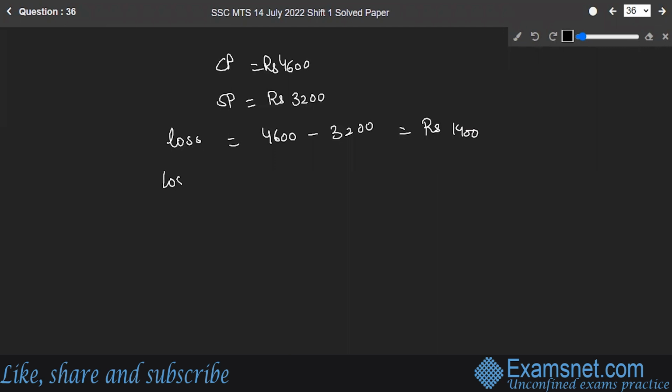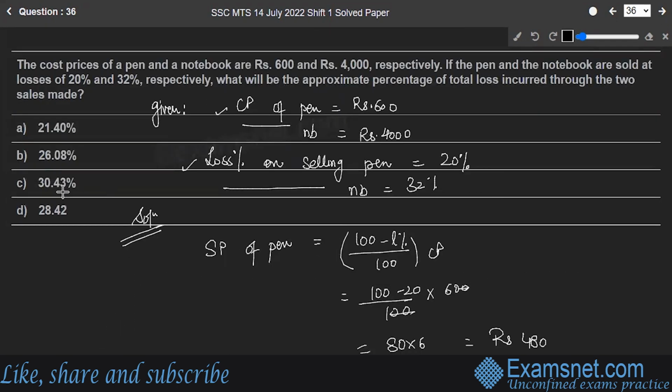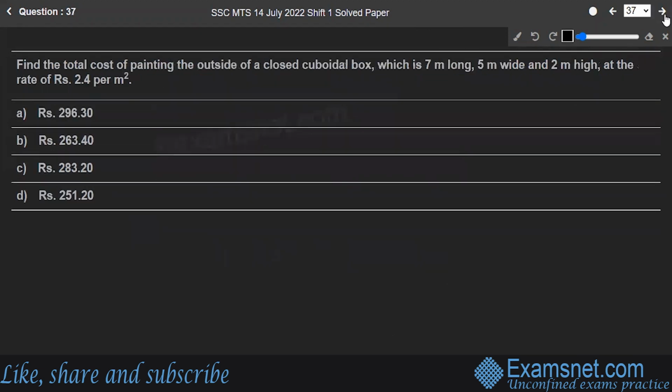Loss percent, that is given by loss upon the total cost price, which was equal to 4600 multiply 100. So this will cancel and you will get 30.43% as the answer. So this is the approximate loss incurred through two sales made by selling pen and the notebook. Let's check with the options. 30.43, option C is the correct answer to the question. Hope you are clear. Next is question number 37.